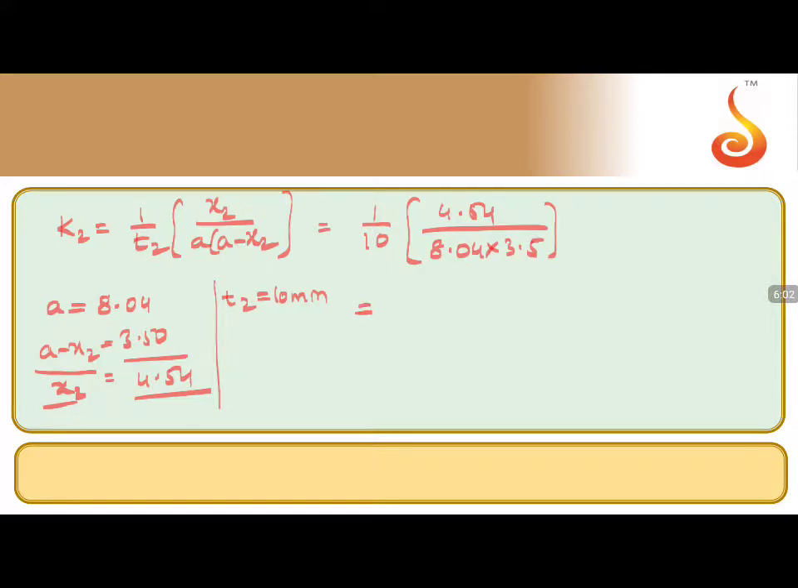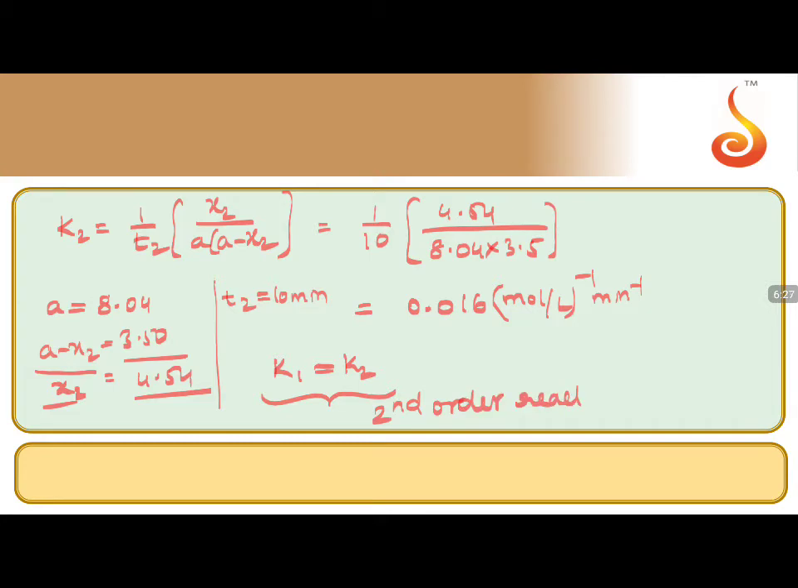Again, if we substitute, we get an answer equal to 0.016 mole per liter whole inverse minute inverse. So the same answer, you can see k1 is equal to k2. So at least two we have done, that's enough. So we can say this follows which order? This follows a second order reaction. So that's the proof for the second order reaction.